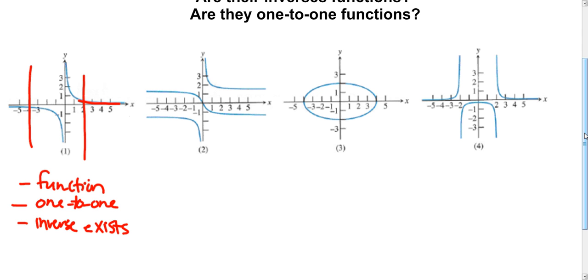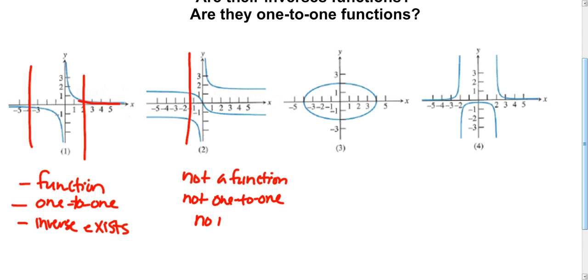Okay? This one fails the vertical line test. And so it's not a function. And if it's not a function, it can't be one-to-one. It has to first of all be a function, then be one-to-one for the inverse to exist. This one's not a function, and so it's not one-to-one, and that means the inverse does not exist.